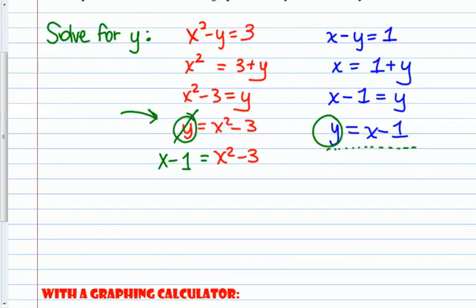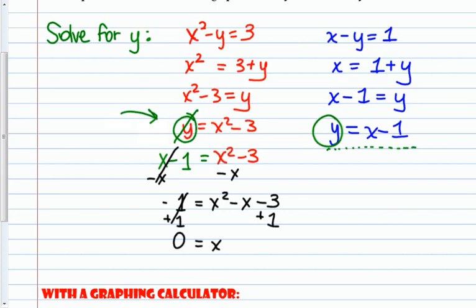All right, so now I can go ahead and solve this by just regular old algebra. Let's say subtract the x, negative 1 equals x squared minus x minus 3. Oh, let me add the 1. So let's see, negative 1 plus 1 is 0. x squared minus x minus 2. Oh, look, easy peasy lemon squeezy.